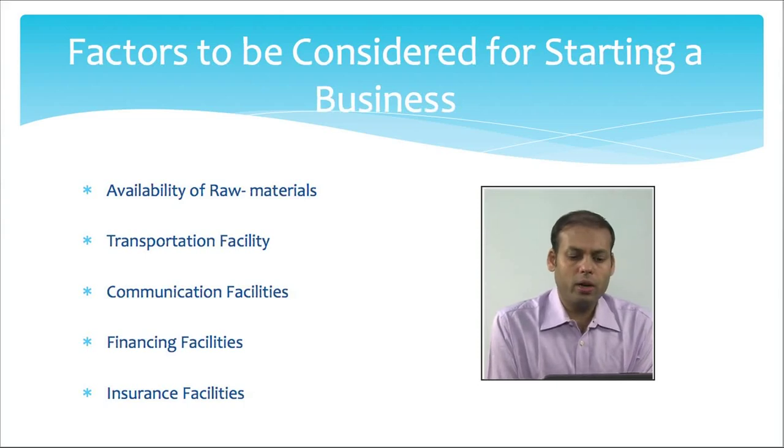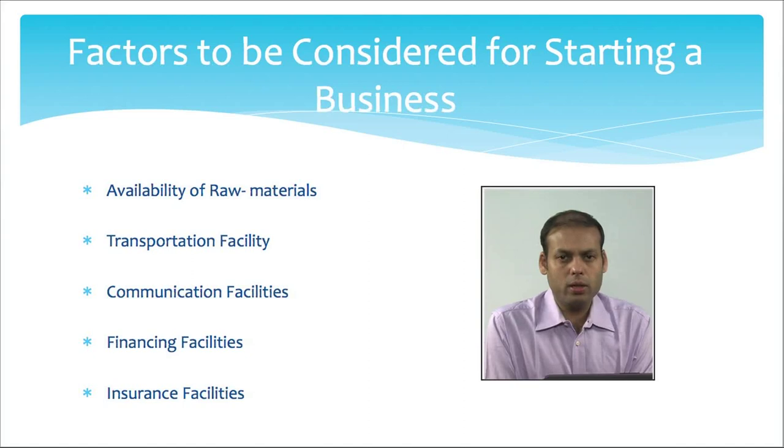Number one, availability of raw materials. If you can locate your factory, your manufacturing unit, in a place nearby to raw materials, that will be beneficial for you. For example, limestone is available in Meghalaya in a very large quantity, and if you have noticed, most of the cement factories are located in Meghalaya because of the availability of raw materials. Therefore, the cost for raw materials is minimum where your factory is located nearby places where raw materials are available.